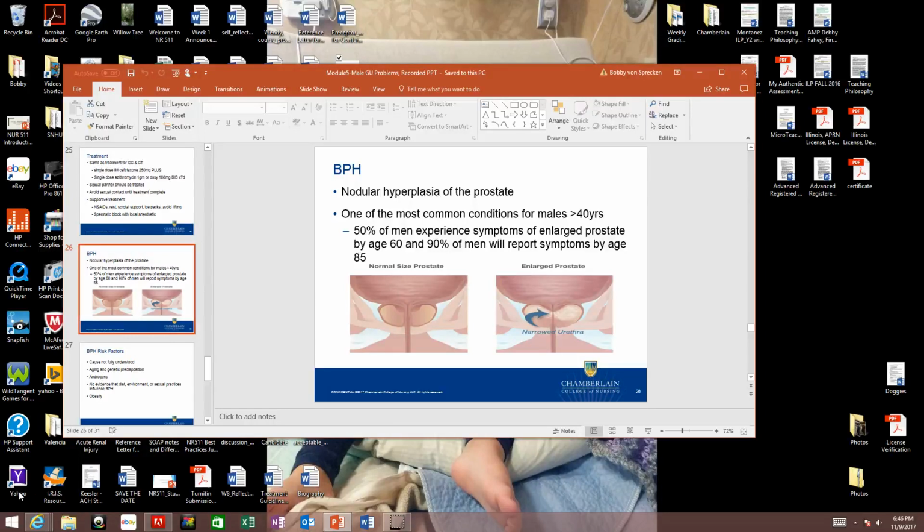BPH is the common name for nodular hyperplasia and is one of the most common conditions affecting men greater than 40 years of age. As many as 50% of men experience symptoms of enlarged prostate by age 60, and 90% of men will report symptoms by age 85.